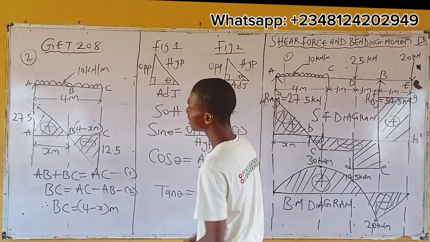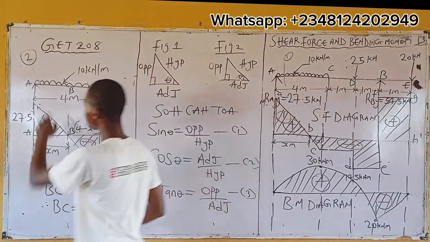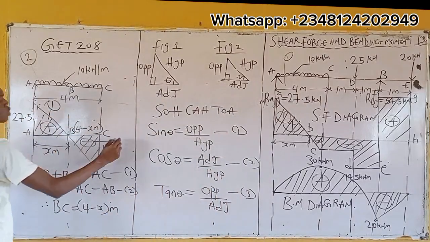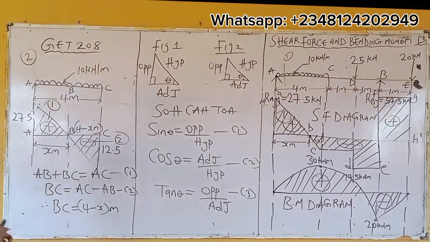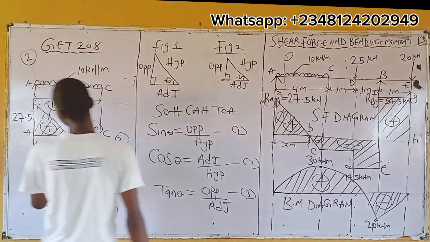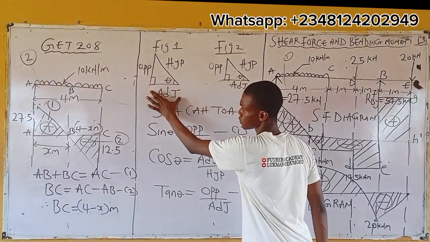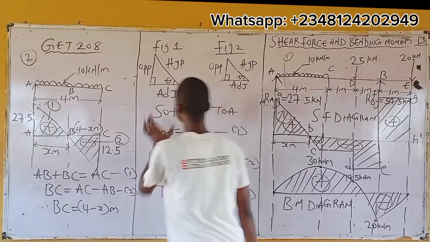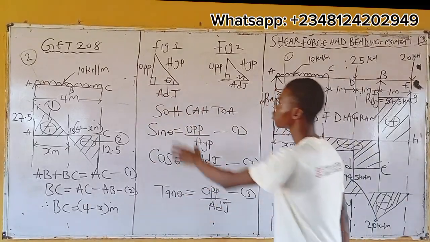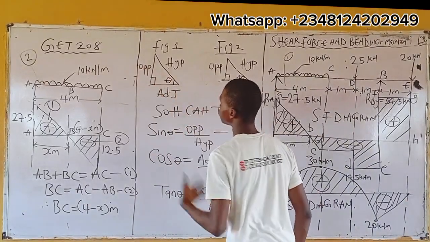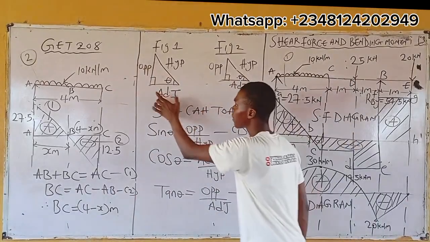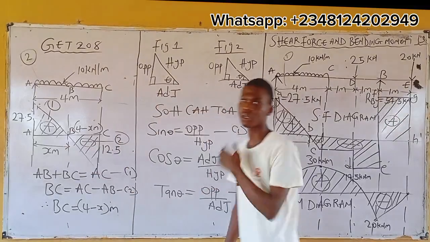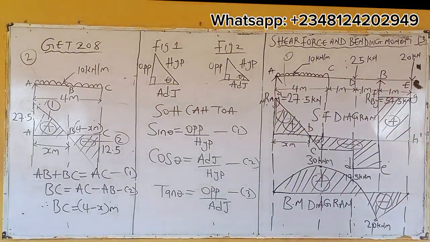Now let's relate these two diagrams. This is your first diagram. Let's say you are doing centroid. This becomes the first component, and this becomes the second component. For this first component, let's relate it to figure 1. From figure 1, I have opposite, hypotenuse, adjacent. How many sides does it have? Look at it very well.